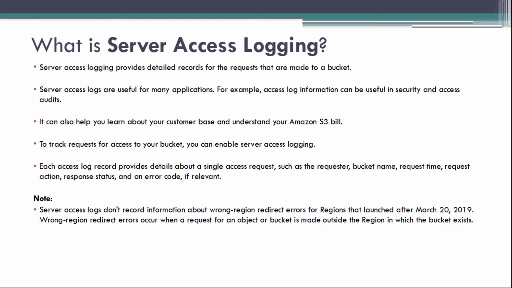There is a note: server access logs don't record information about wrong region redirect errors for regions that launched after March 20, 2019. Wrong region redirect errors occur when a request for an object or bucket is made outside the region in which the bucket exists. So if any request is made outside your bucket region, it will not get logged.